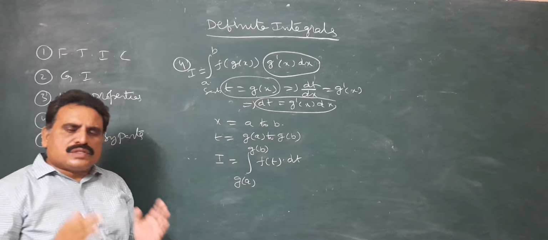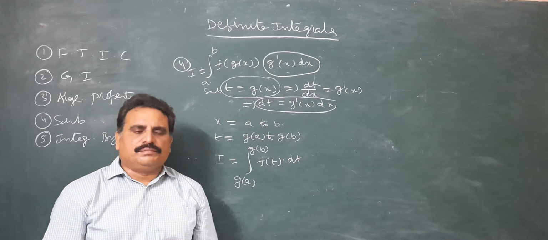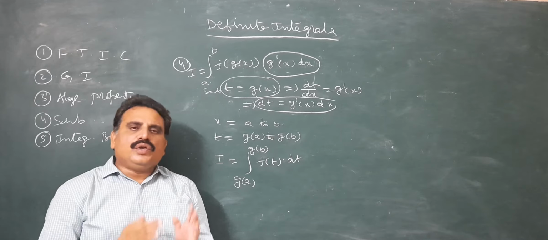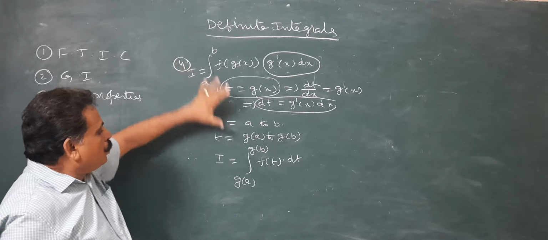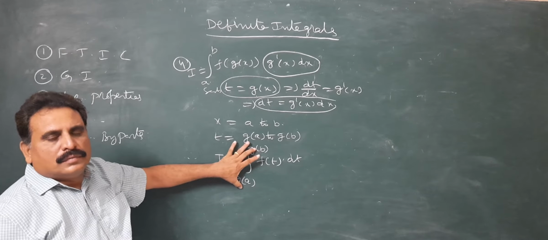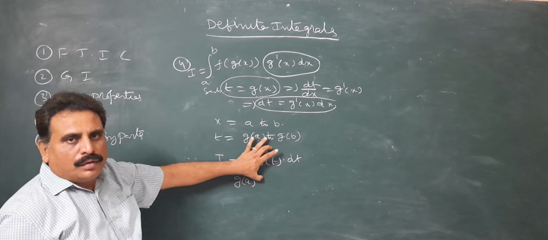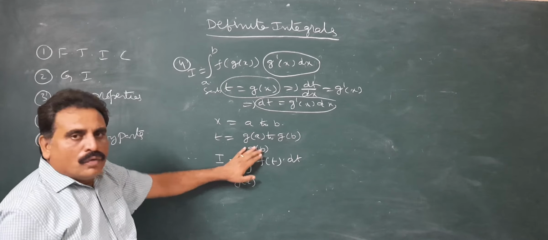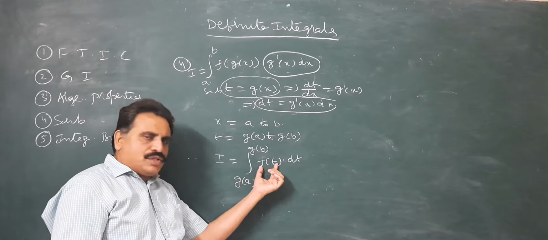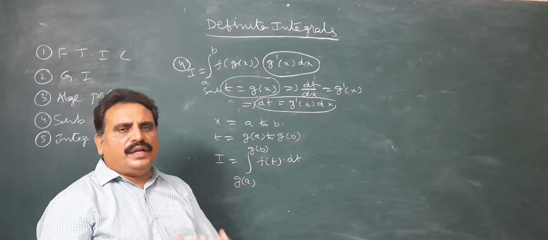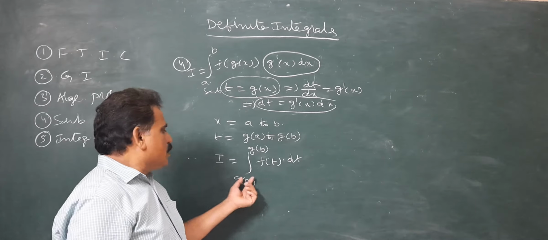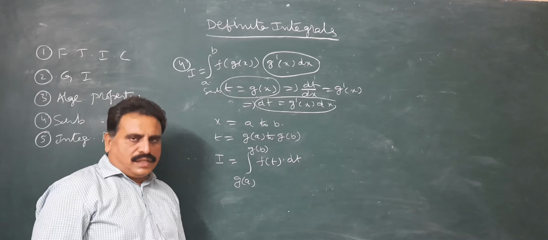So, whenever you substitute x equal to something, immediately you have to change the limits of x according to the new variable. According to the new variable, then we get the same value. We need not substitute t in terms of x after integration. Don't change t in terms of x. Directly substitute the values, then we get that.